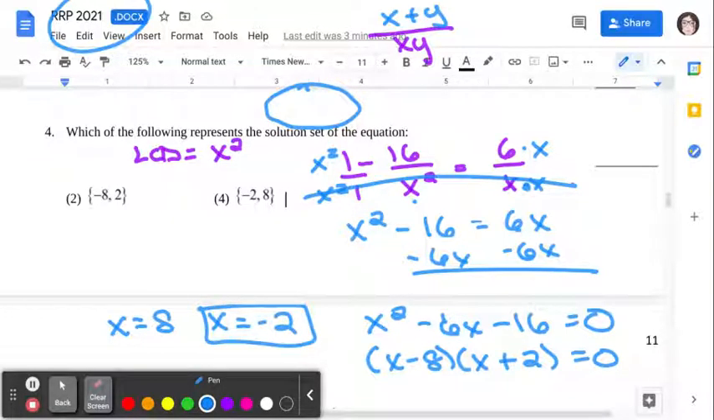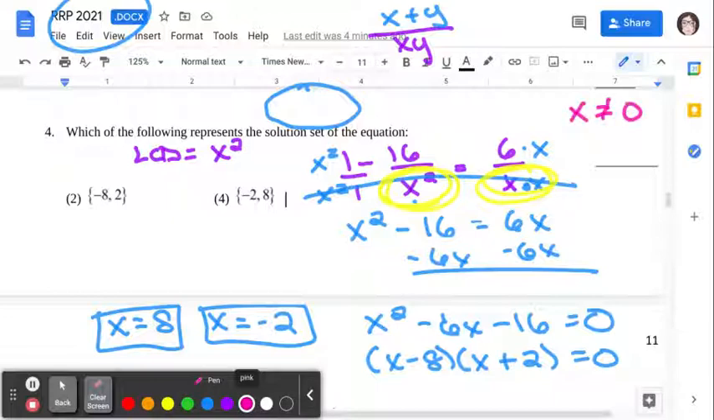Now you should go back and check, make sure you don't have any values that you should reject. In this original problem, I should have said this before, there were x's in the denominator. So in this case, x cannot be equal to 0 because the denominator would be 0. In this case, it's fine, and our answer is 4.